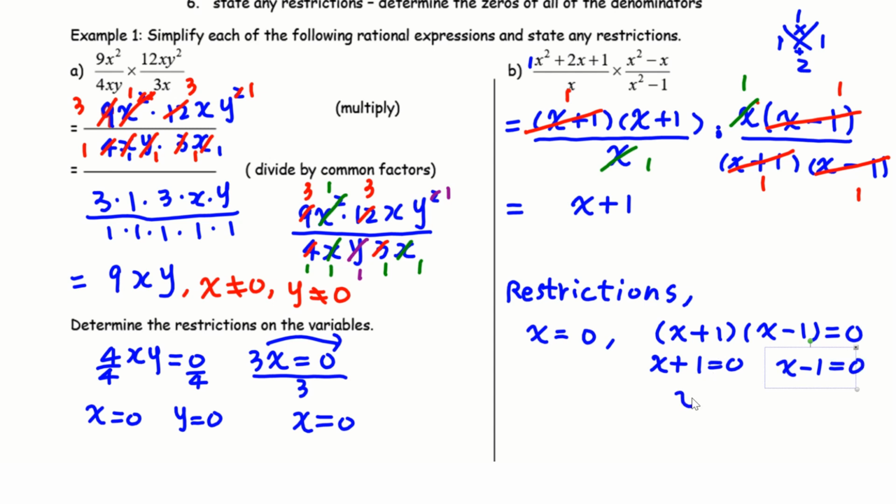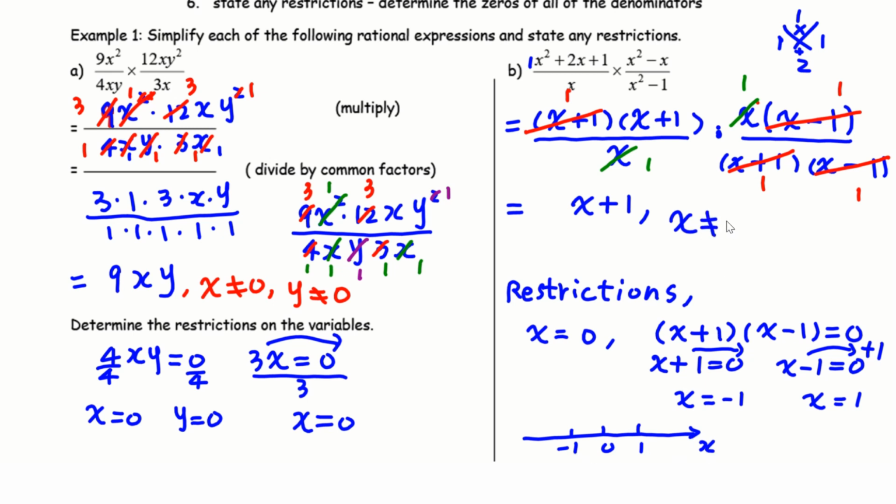So solve it. Move the plus 1 to the other side, it is negative 1. Minus 1, move to the other side, is plus 1. So x equals negative 1 and positive 1. So when we write the restrictions, we want to write the numbers from the smallest to the largest according to the order on the number line. So x should not be equal to negative 1, 0, and 1, from the least to the largest.